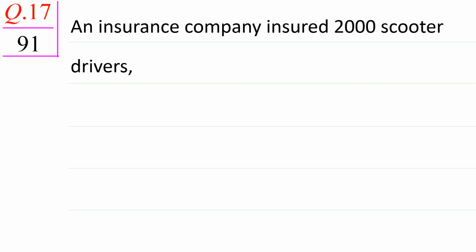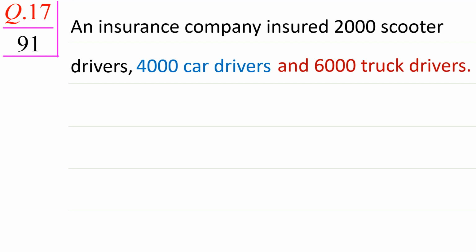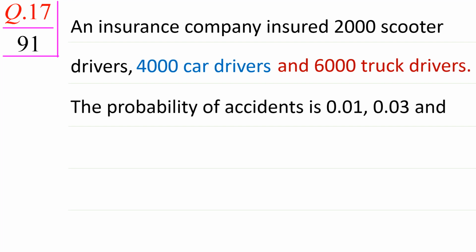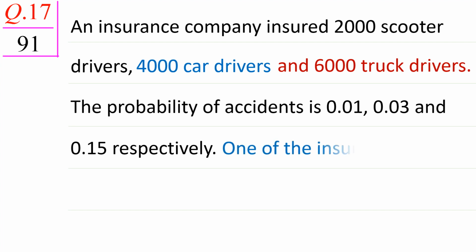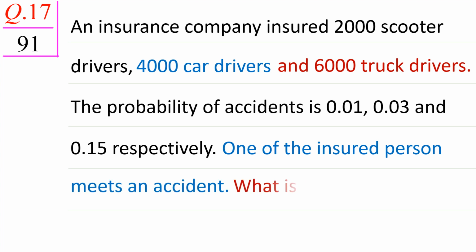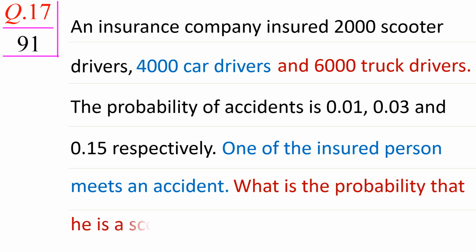The question goes like this. An insurance company insured 2,000 scooter drivers, 4,000 car drivers, and 6,000 truck drivers. The probability of accident is 0.01, 0.03, and 0.15 respectively. One of the insured person meets an accident. What is the probability that he is a scooter driver?